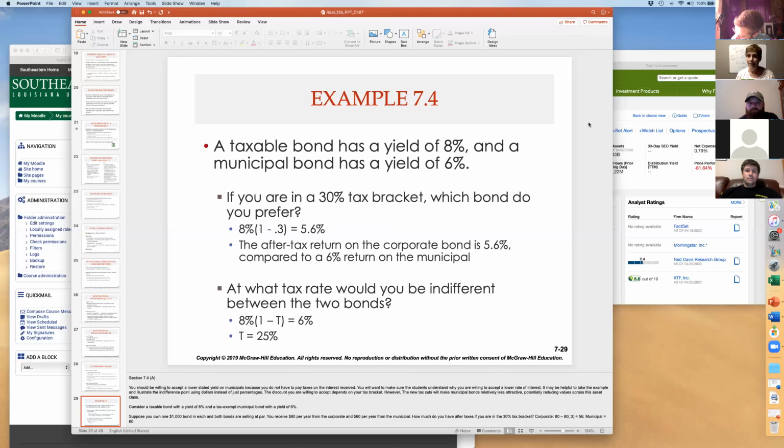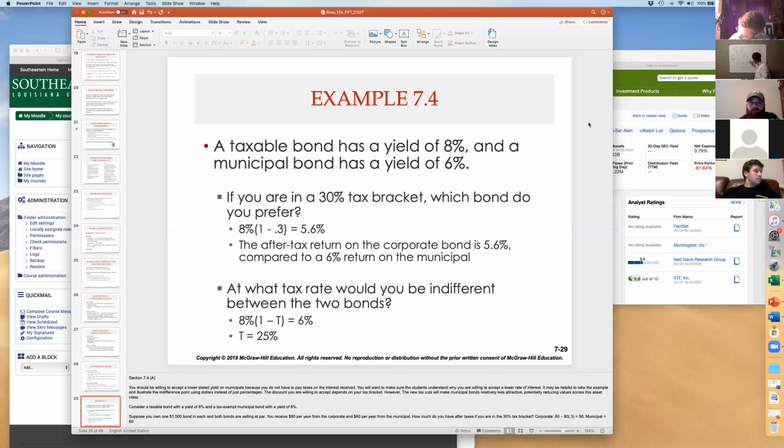All right, any questions about that? Easy enough? In any investment that you make, always consider your after-tax rate of return, not your before tax. It's your after-tax rate of return on the investment that matters, right? And that's going to depend upon your tax bracket.